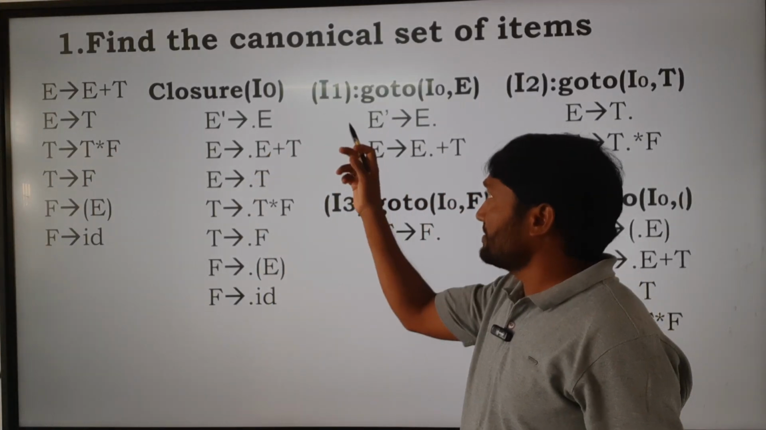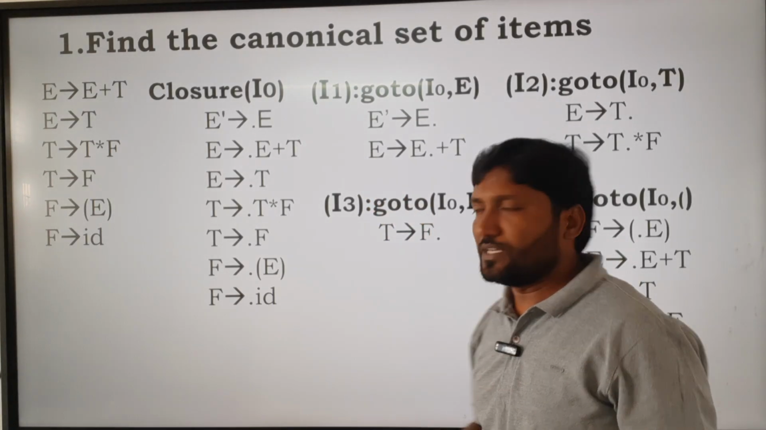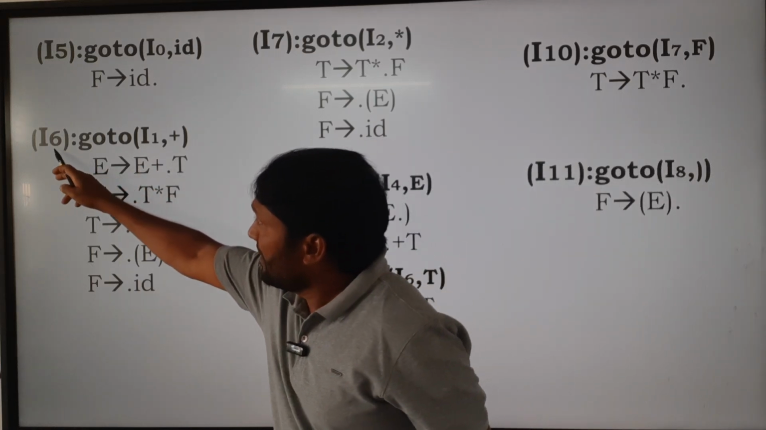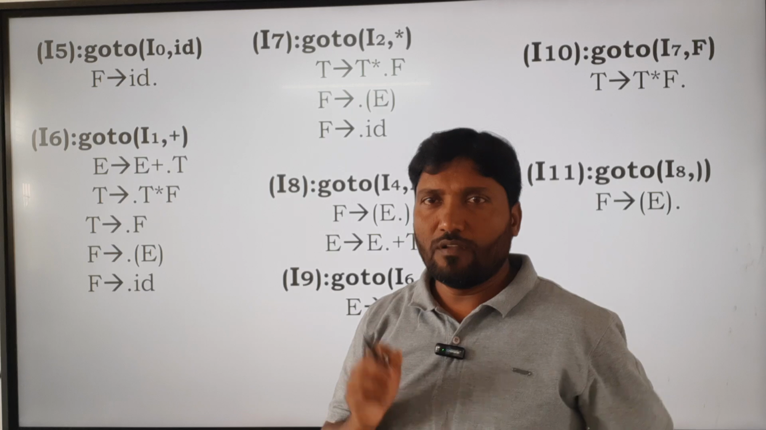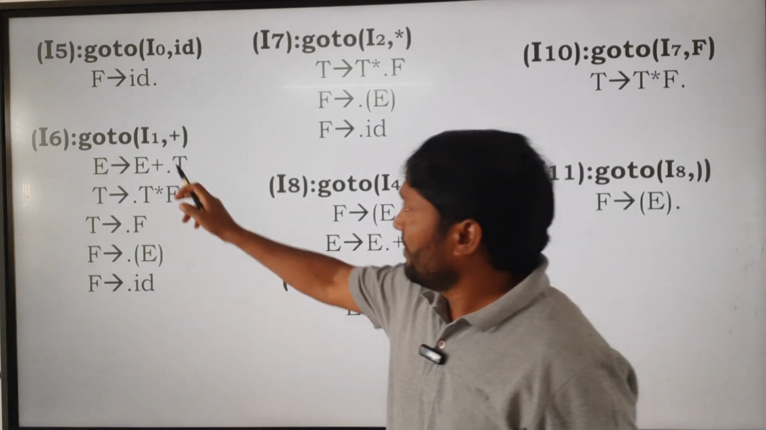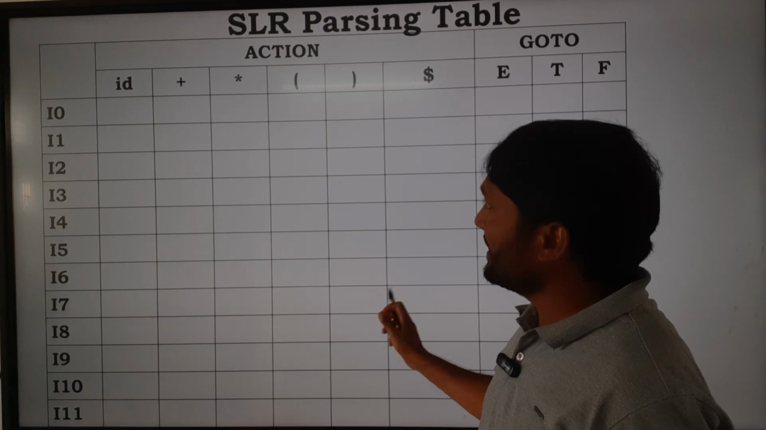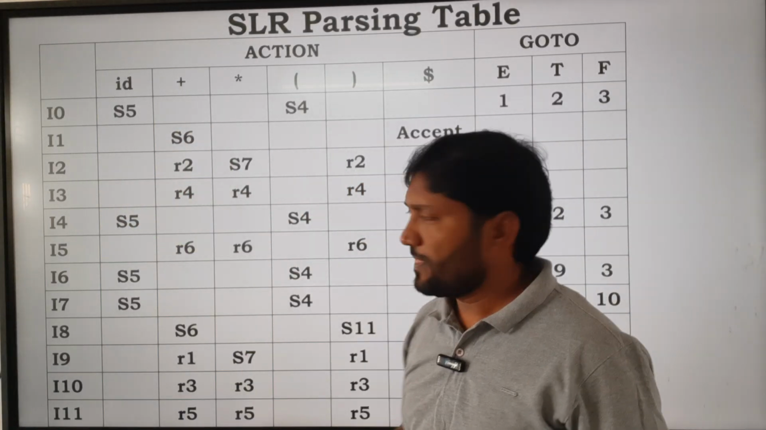Is there any terminal symbol after the dot? Yes, in I1 there is a plus. Now check where it ends. So 1 comma plus ends in I6. That means now we have to fill the table with S6 because 1 comma plus ends in I6. That's why we fill the table: 1 comma plus can be filled with S6.